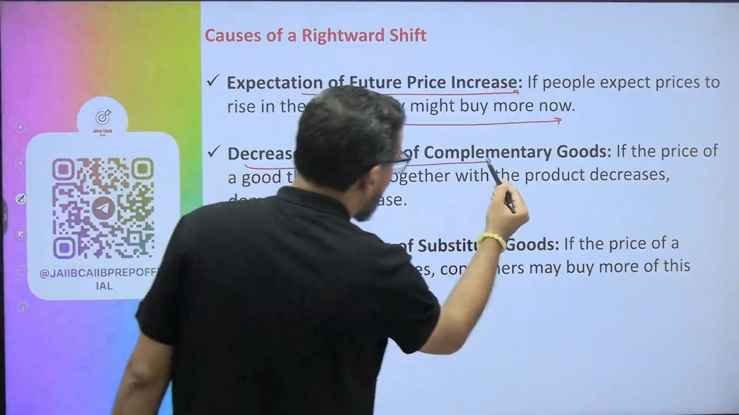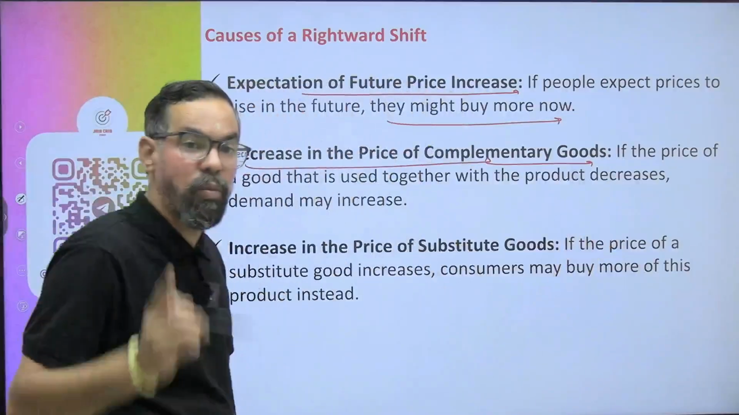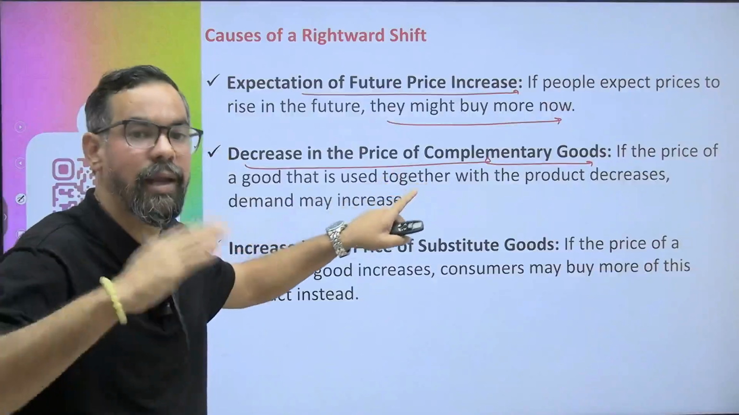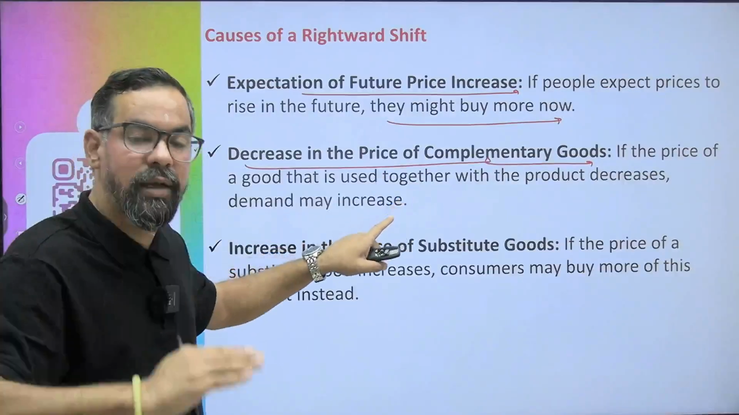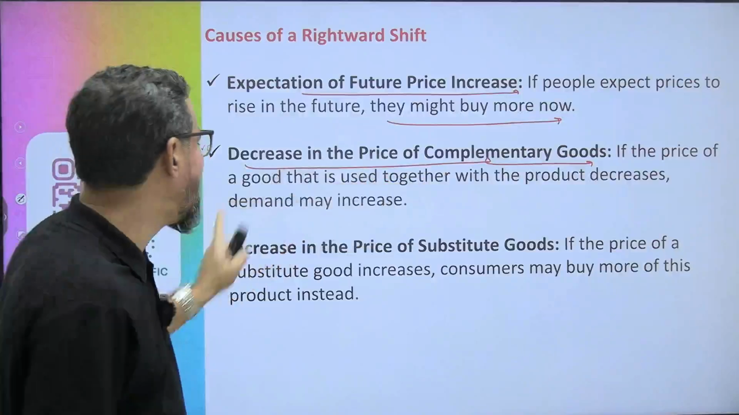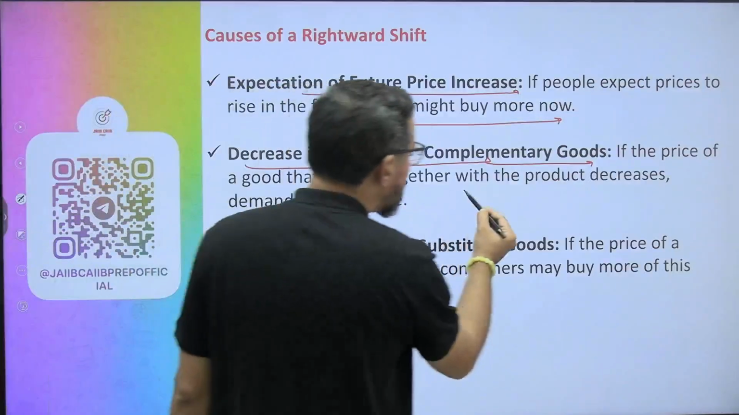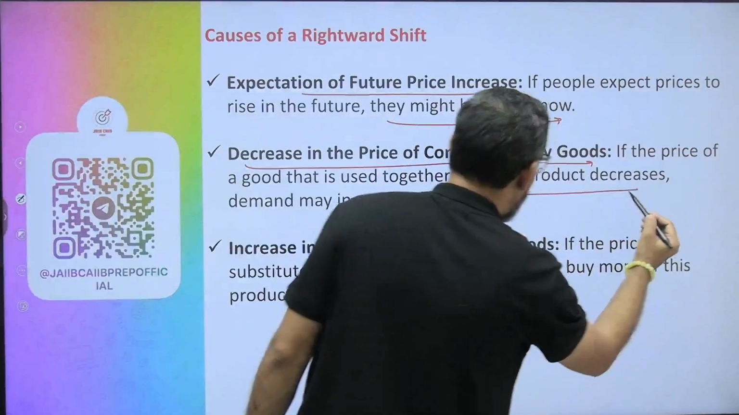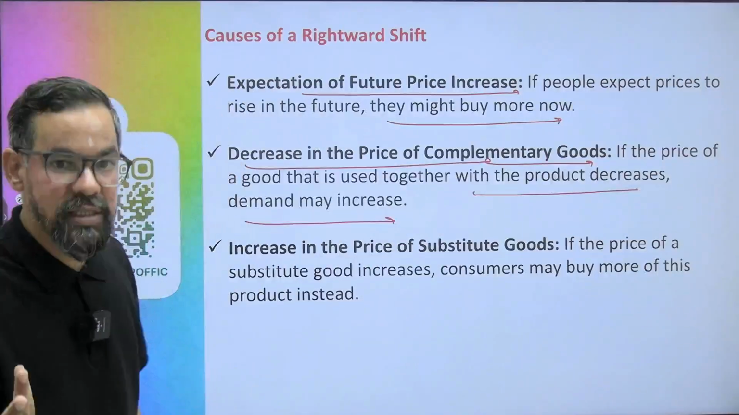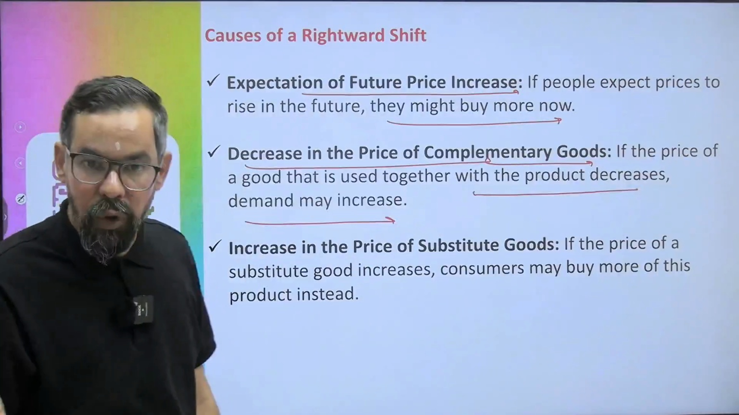Decrease in price of complementary goods, complementary and substitute. When it comes to complementary goods, like butter and bread, or diesel or petrol and cars, right? If the prices of goods that are used together with the product decrease, people will buy more. If petrol prices become 50, people buy more cars, right?